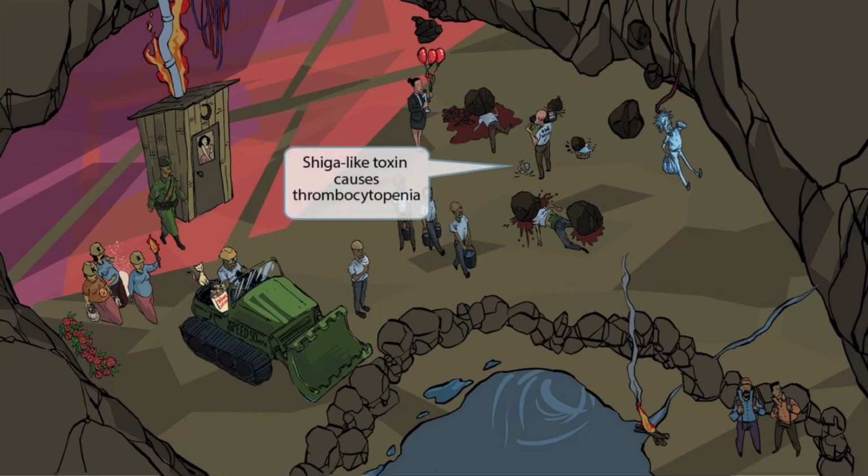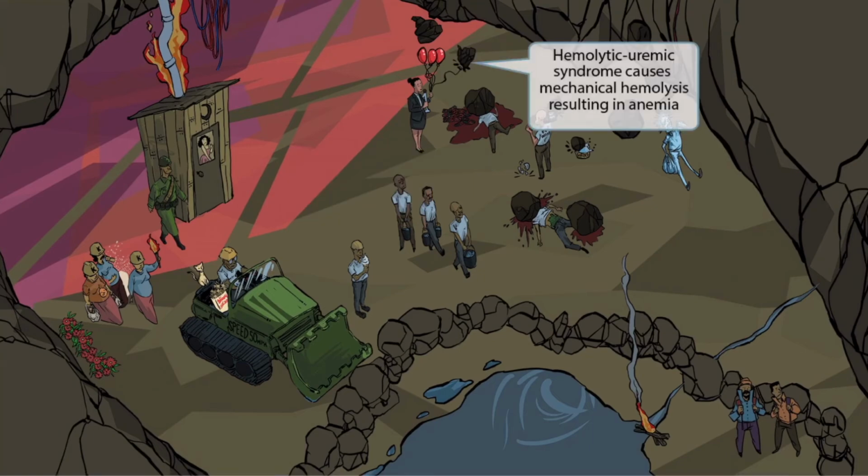Remember how that rock crashed into the camera and knocked the plate on the ground? Well, plate sounds like platelet. And the fact that the plate is broken should help you remember that the Shiga-like toxin causes platelet consumption, or thrombocytopenia. Now notice that we've shown another rock smashing and destroying one of the balloons. This is to help you remember that hemolytic uremic syndrome causes mechanical hemolysis, resulting in anemia.